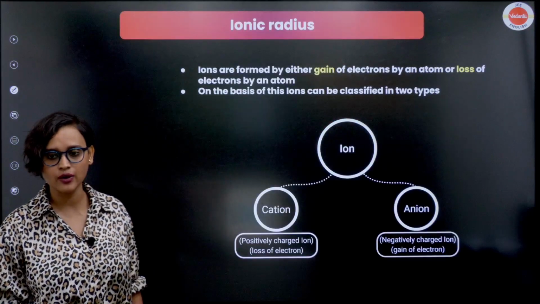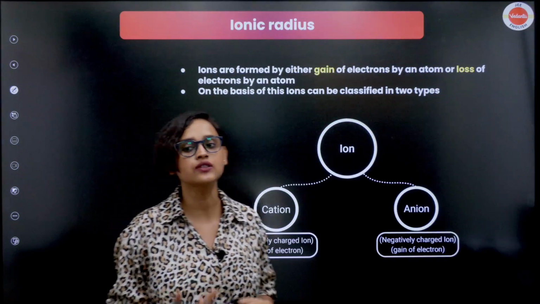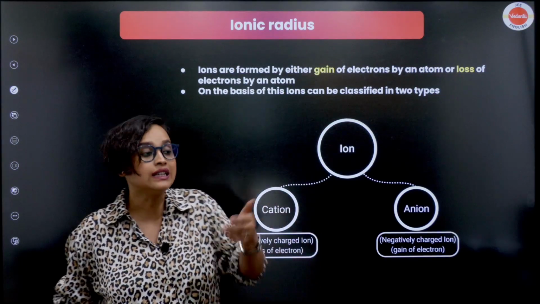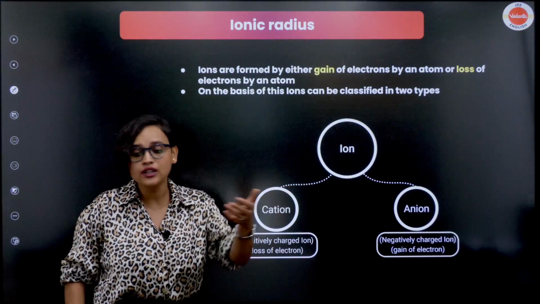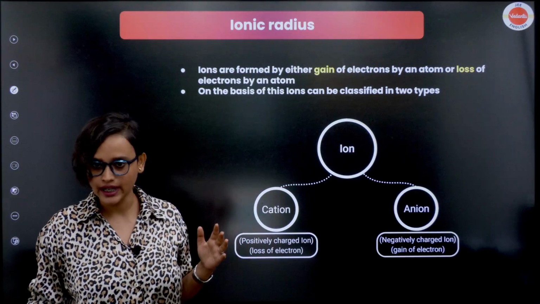Alright, moving on. Now we come to ionic radius. Ionic radius is going to be easy, everybody. So ions, what are ions? Ions are basically atoms which have a charge, right? Ions are formed either when an atom gains an electron, or when it loses an electron.